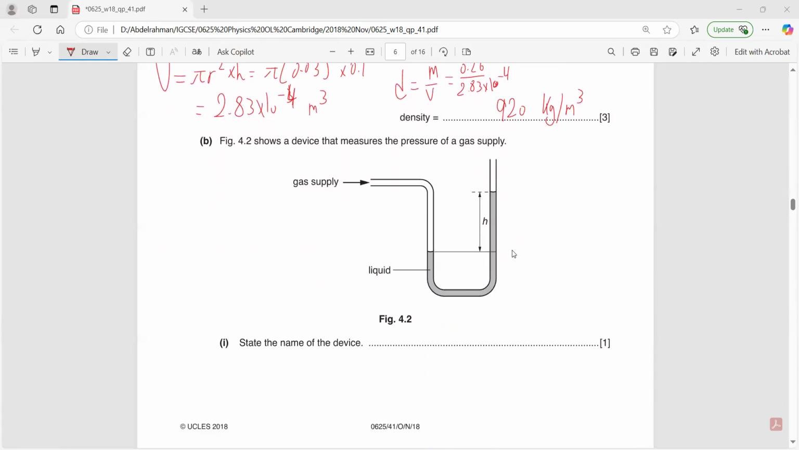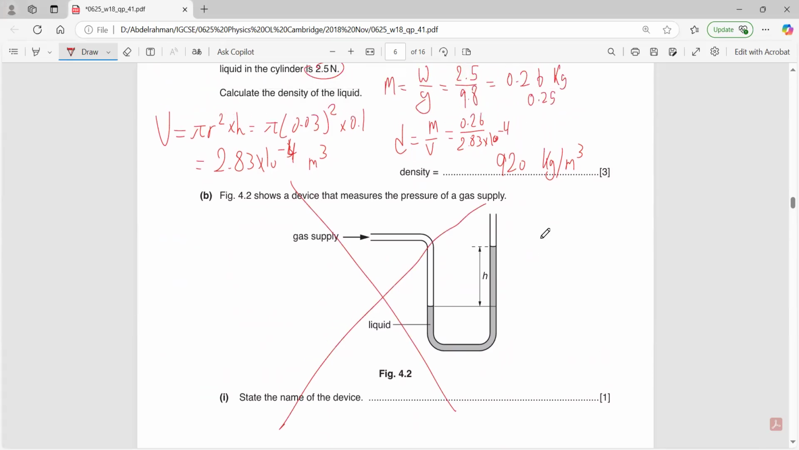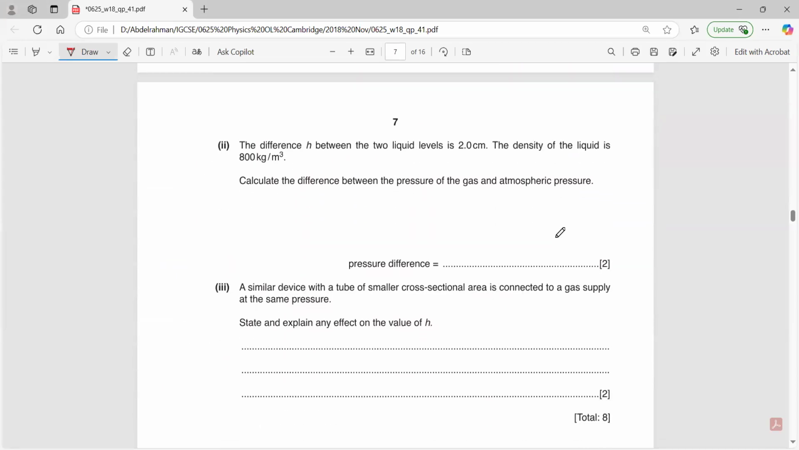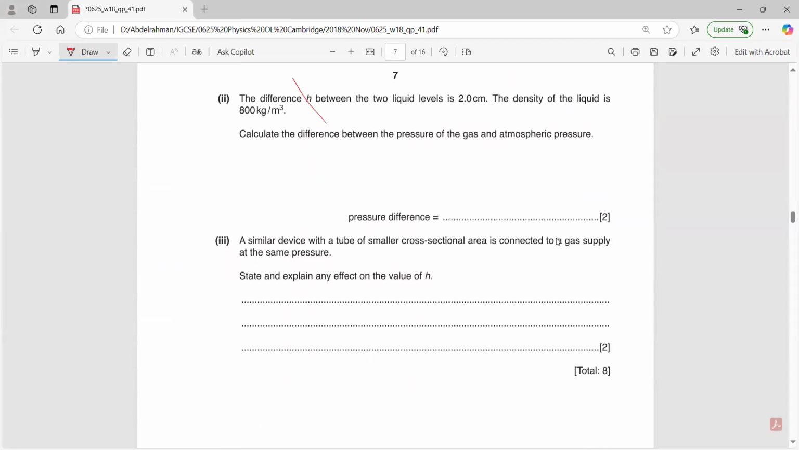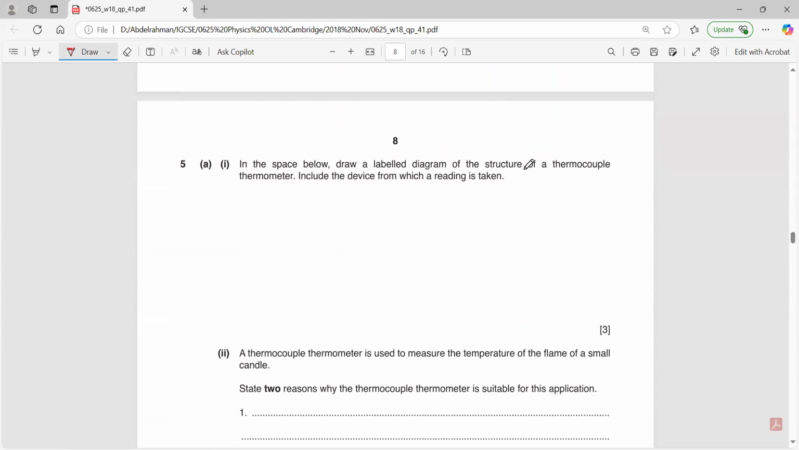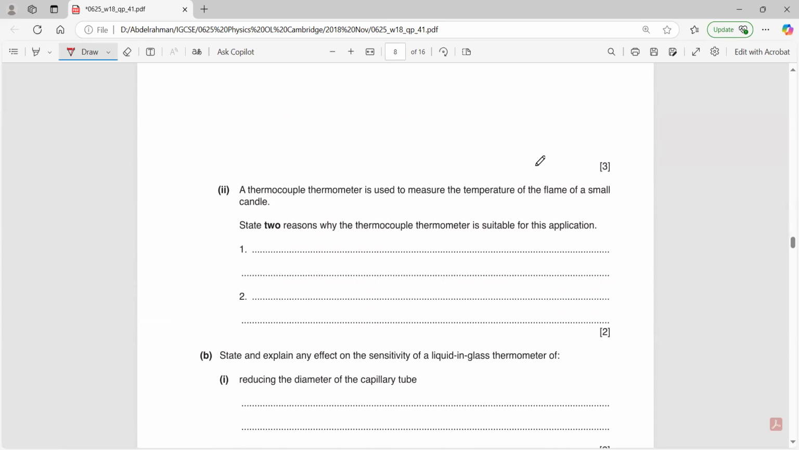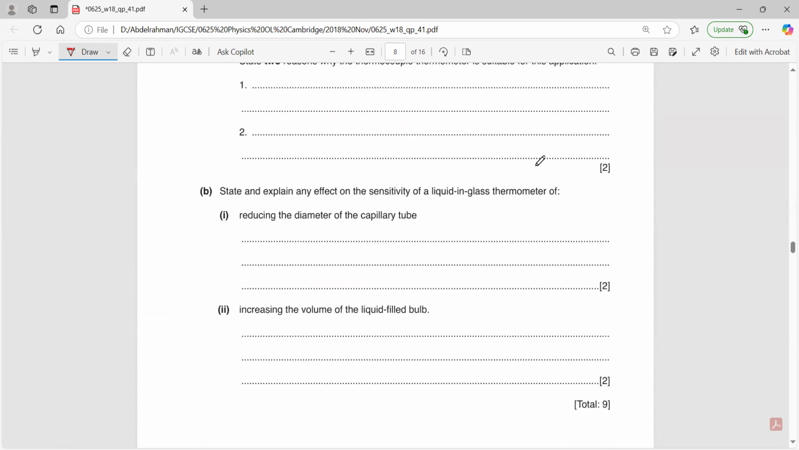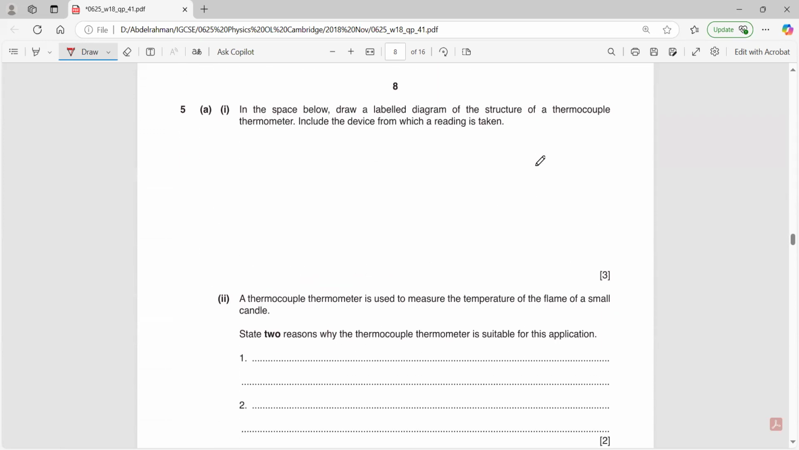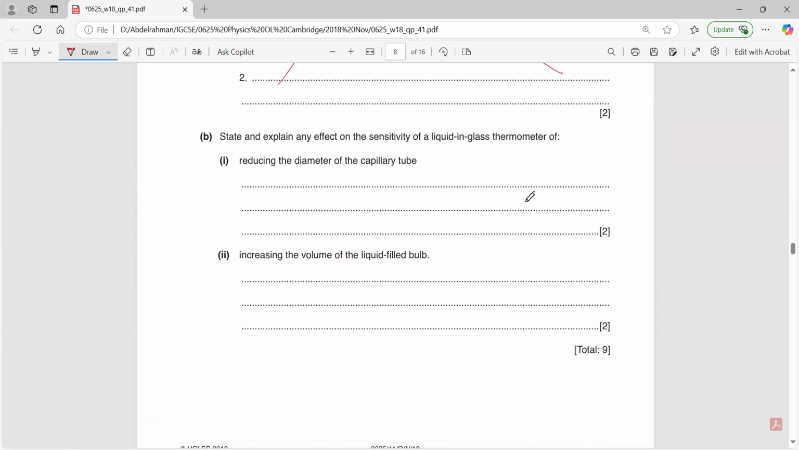B is cancelled. This is a manometer. It has been removed from your syllabus. I and triple I have been removed as well. So we can just cancel out the remainder of the question and move on to the next question. Thermocouple, this whole question has been cancelled. So you're very lucky today. Question 5 is all cancelled. You will not solve anything in question 5. This is your lucky day, I guess.